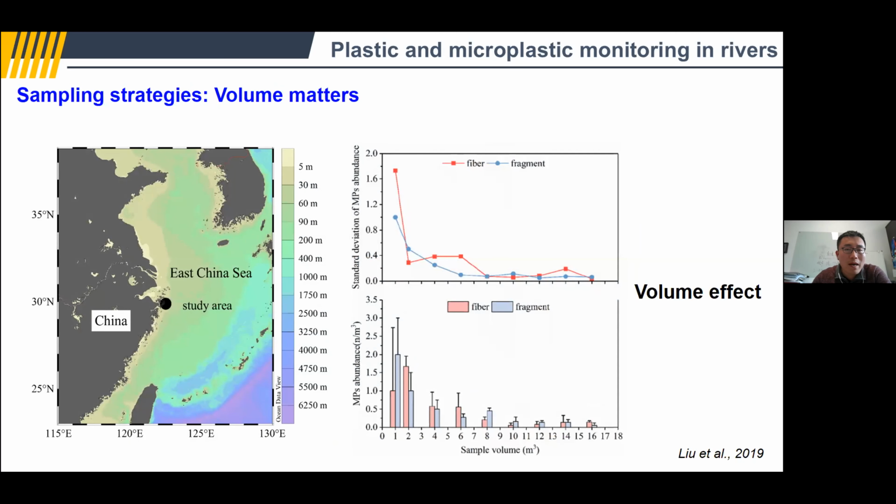A further step is that the sampling volume also matters. In one study, in the coastal Eastern Sea, we can see that when the volume of water sampled increased, the microplastic abundance would decrease at the very beginning when the volume is very small, and then stay relatively consistent once the volume is large enough, so as to get reliable data.